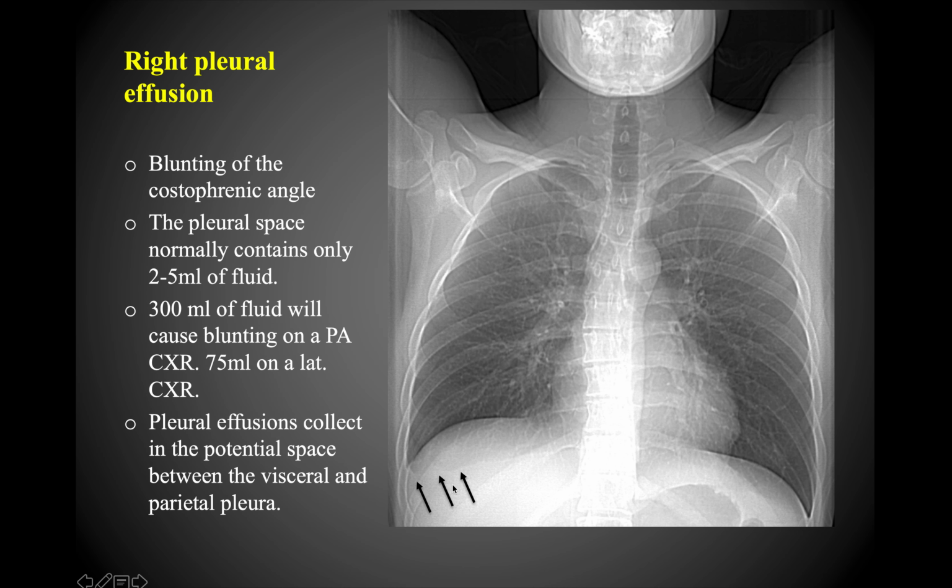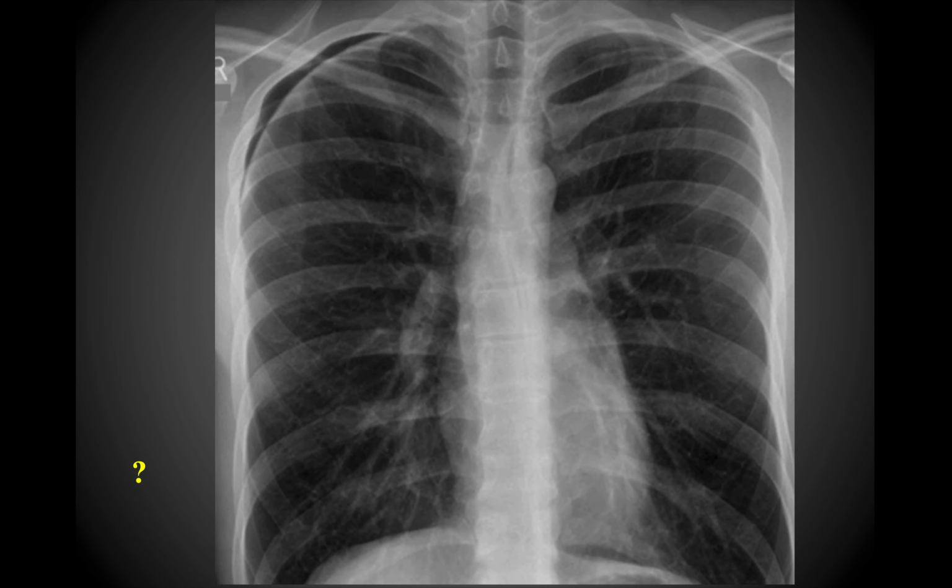Usually the pleural space will only contain about 2 to 5 mL of fluid, but about 300 mL of fluid will cause blunting on a PA chest x-ray and 75 mL on a lateral chest x-ray. So the lateral chest x-ray is going to be more sensitive for picking up a pleural effusion in this case, because it takes less fluid for it to be clearly observable on a lateral chest x-ray versus almost 4 times as much fluid to be able to appreciate that on a PA view.